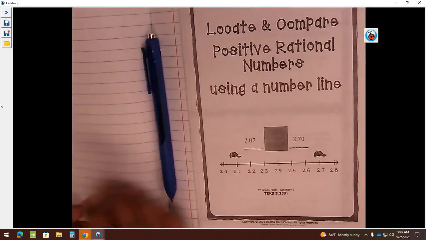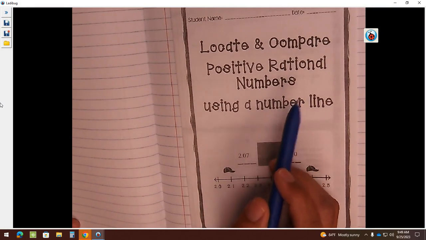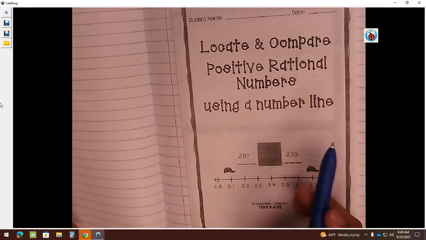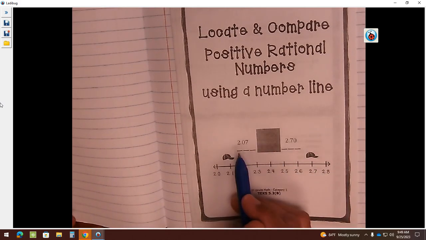Okay, so for today, we're going to be learning how to locate and compare rational numbers on the number line and how to order them, basically. So make sure that the number one strategy is to change everything to money, to decimal. So let's start with the first one.